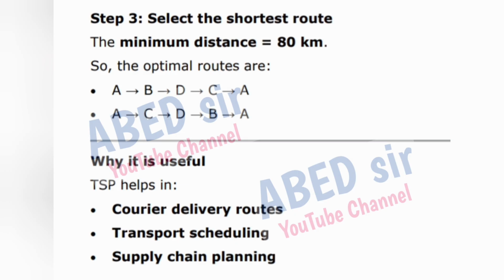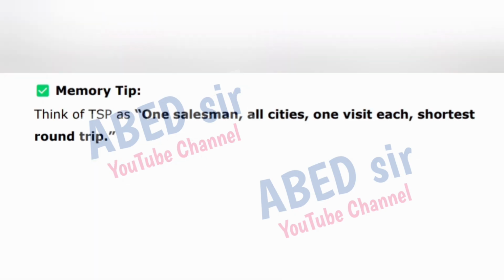ABDCA, ACDBA. Why is it useful? TSP helps in courier delivery routes, transport scheduling, supply chain planning. Memory tip: think of TSP as one salesman, all cities, one visit each, shortest round trip.